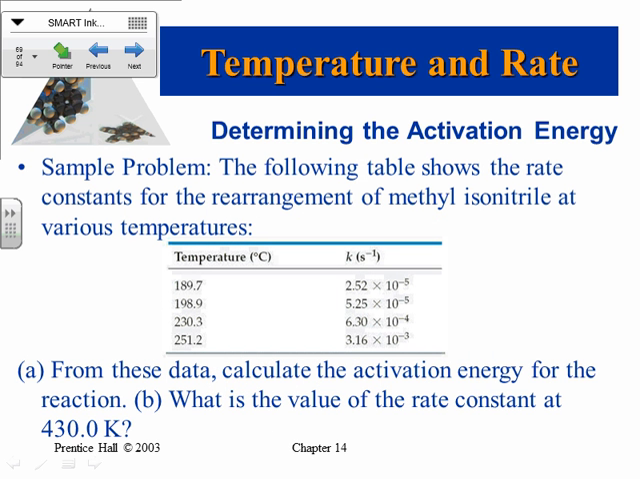Alright, so we got a sample problem here. The following table shows the rate constants for the rearrangement of methyl isonitrile at various temperatures. From these data, calculate the activation energy for the reaction. And then we want to know what's the value of the rate constant at 430.0 K. Alright. So we've got 4 data points here, okay? And we've got our k.